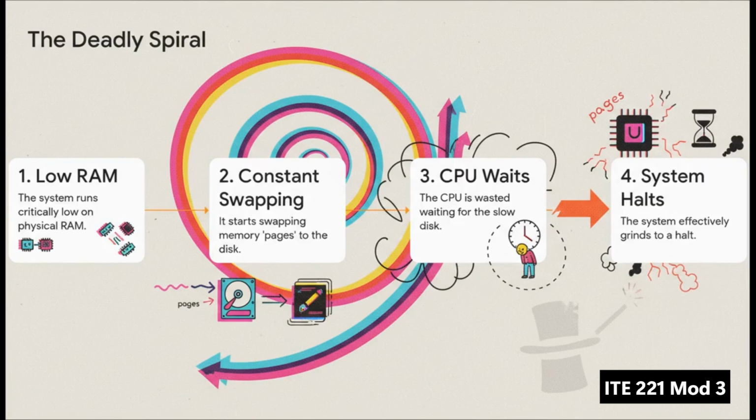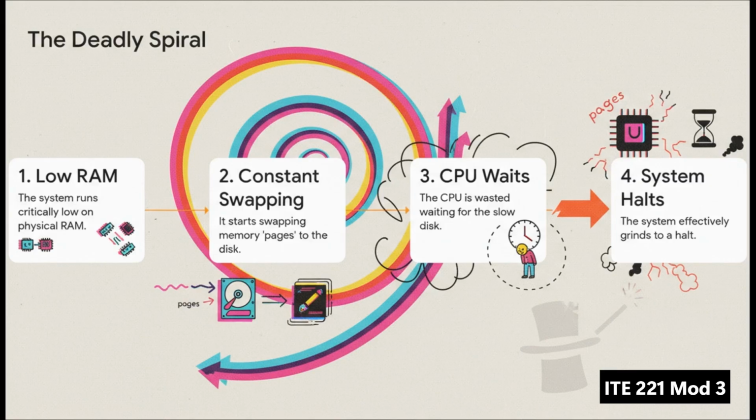And this is the deadly spiral of thrashing. First, the system runs critically low on actual physical RAM. To make space, it starts frantically swapping these little chunks of memory, we call them pages, back and forth to the slow hard disk. So now the CPU is just stuck, waiting and waiting for the disk to catch up. But to make any progress, it needs more data, which causes more swapping, and you see where this is going. The whole thing just seizes up. The magic show is officially over. And by the way, this is exactly why adding more RAM is often the single best upgrade you can make for an older computer. It just gives the system more breathing room, stopping this whole deadly spiral before it can even get started.